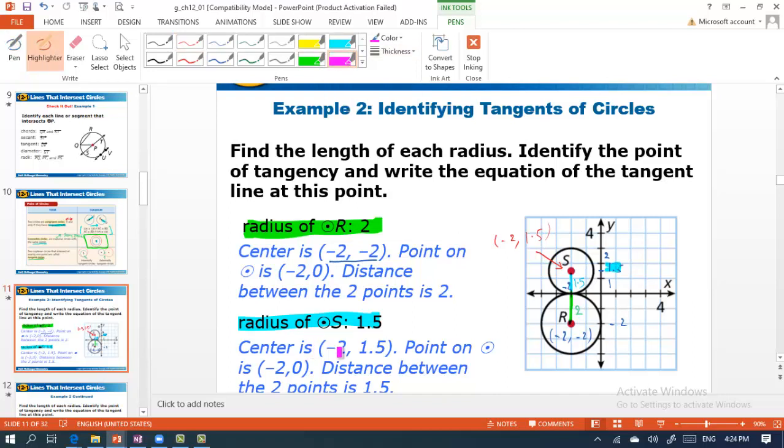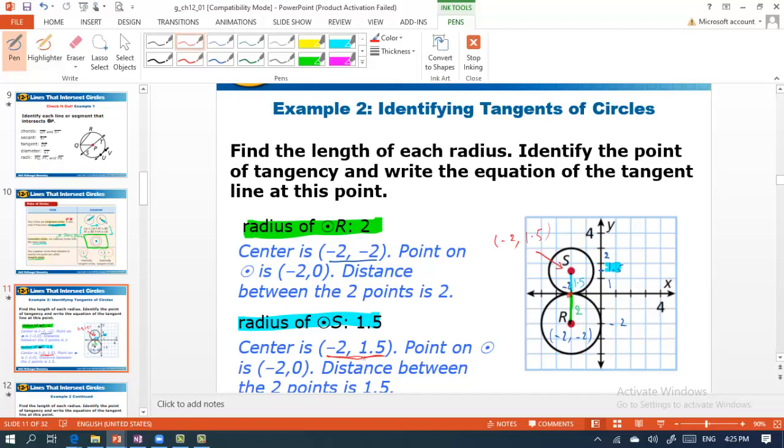Now what about -2, 0? -2, 0 here in the middle is the point of tangency between them. So let us read the question again. Find the length of each radius. We have found it: for circle S it's 1.5, for circle R it's 2. Identify the point of tangency, and we have identified it.